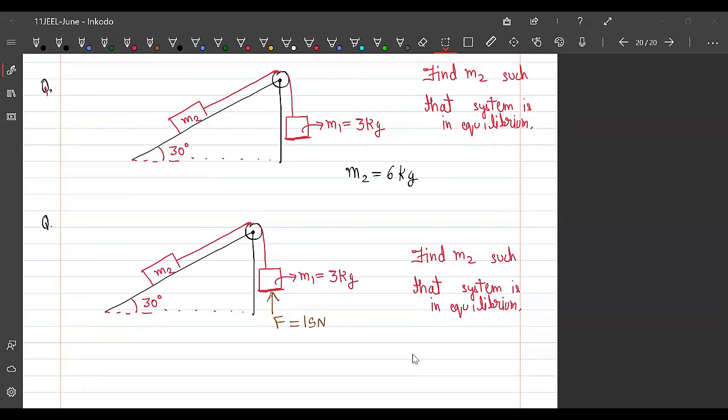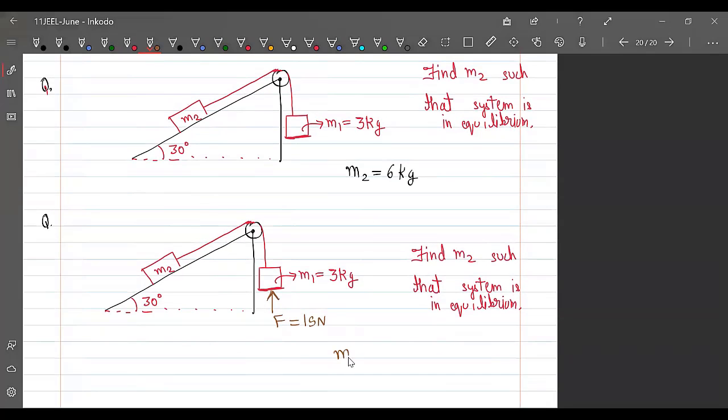Six kg stuff. Now, in this case, what will be the value of M2? There is another force F that is equal to 15 Newton. In this case, the tension will be reduced by 15 Newton. So M2 will become coming out as 3 kg.